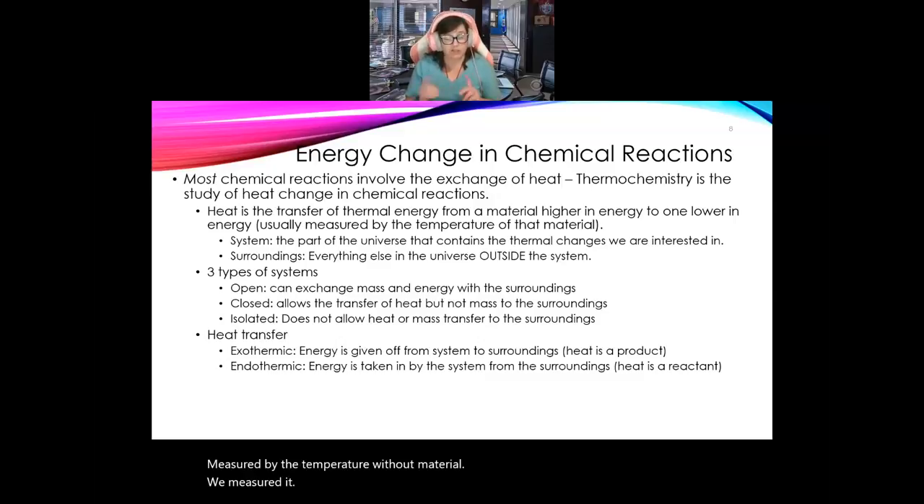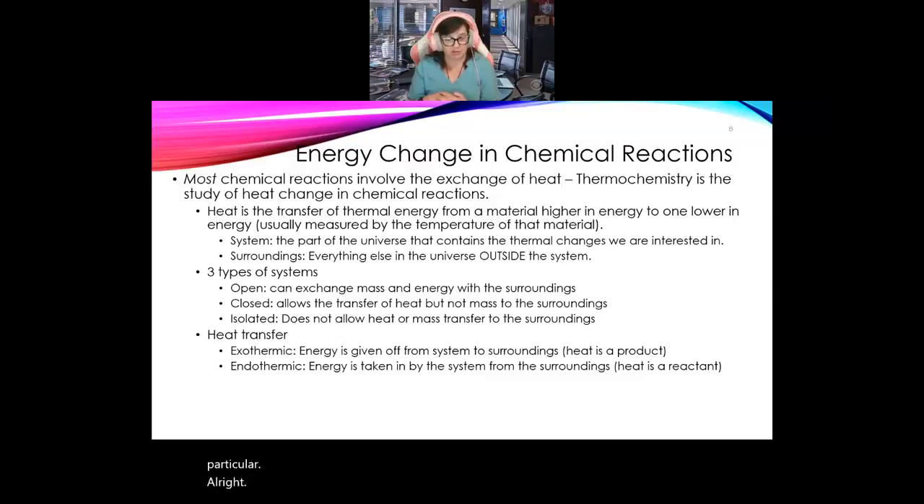Now we can define two places that we can look for this. One is something we call the system. All right, so if we're looking at a particular reaction, that's our system. If we're looking at a particular room, that's our system. All right, everything else, anything that is not our system, is called the surroundings. All right.